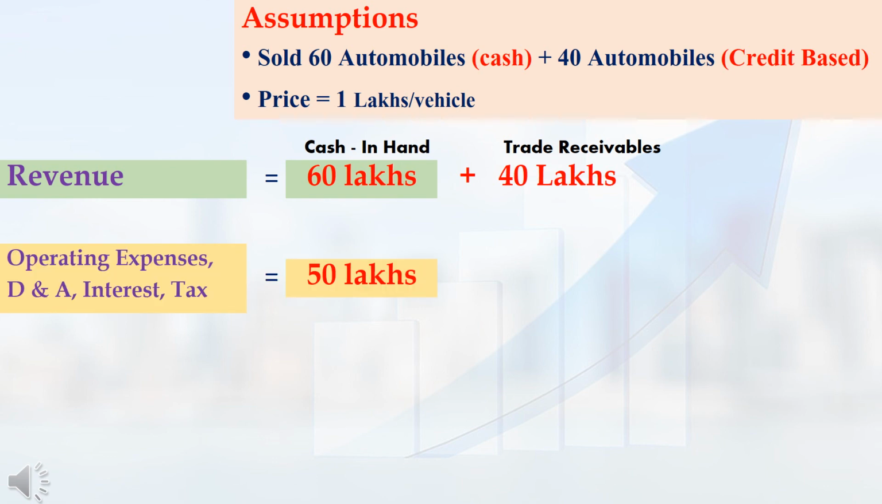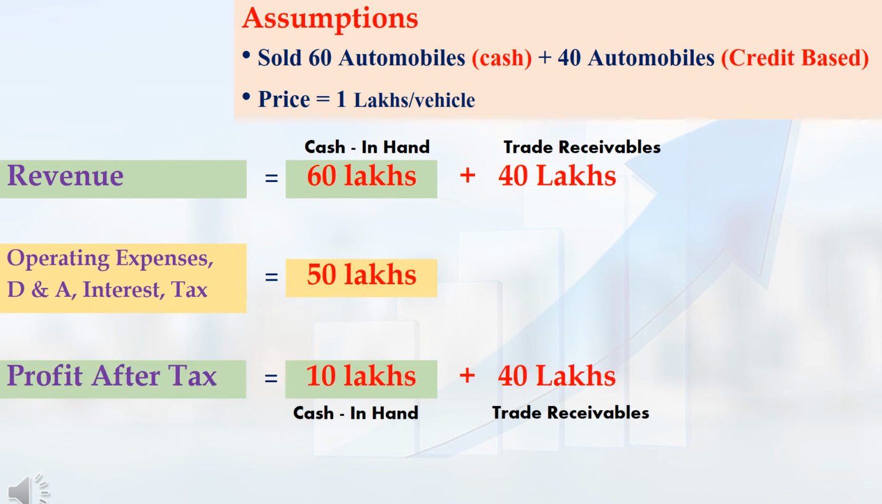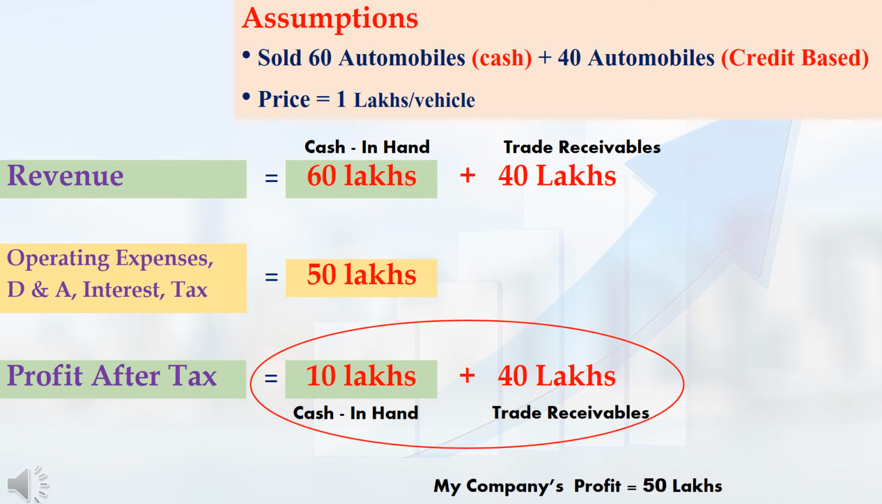In this calculation, for example, let me assume that my company's operating expenses, depreciation and amortization, loan interest and tax, all the total deductions are 50 lakh rupees. Now, if I deduct 50 lakh rupees, I will get only 10 lakh rupees in my hand. The remaining 40 lakhs is considered as trade receivable. In this trade receivable, there is no guarantee that the customer will repay the amount or not. So, in my hand only 10 lakh rupees is available as real profit.